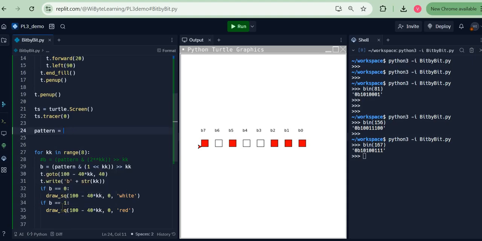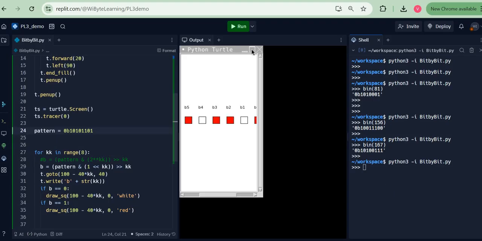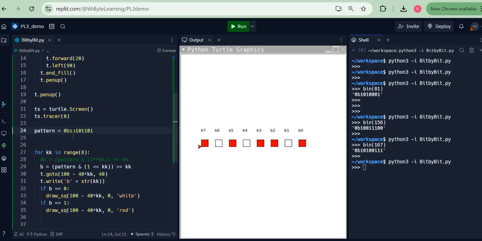I can just say, well, look, 0b, let's say 10101101. Let's say this pattern. Now, I'm not sure immediately what this is in decimal. But if I run this, you notice the pattern that is lit up here is exactly this: 10101101. Because now we are really thinking in terms of bits. We are specifying which bit has to be set. If I look at pattern here, it tells me pattern is 173, because bin of 173 is indeed 10101101. So this is another way of specifying an integer.